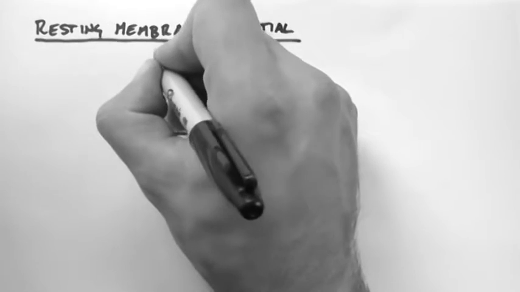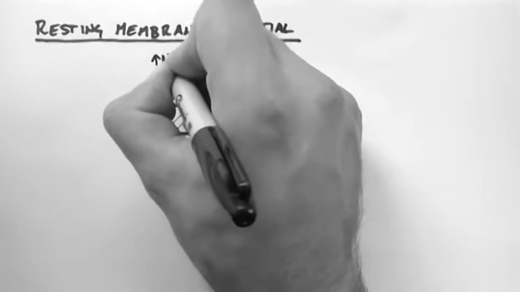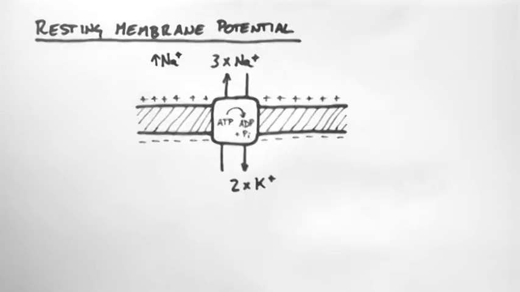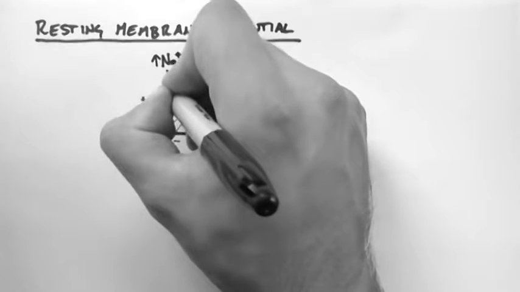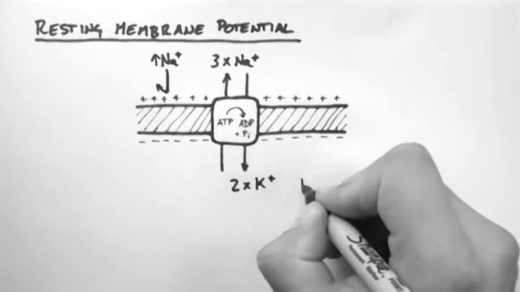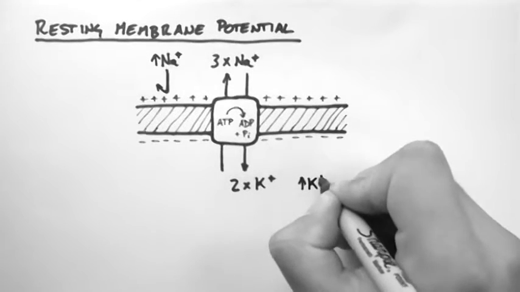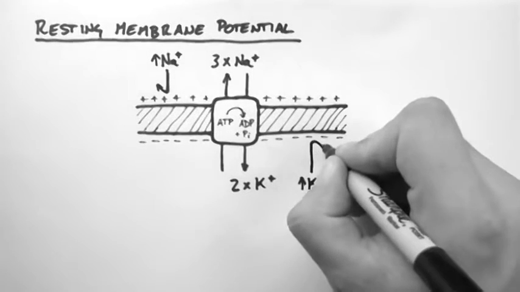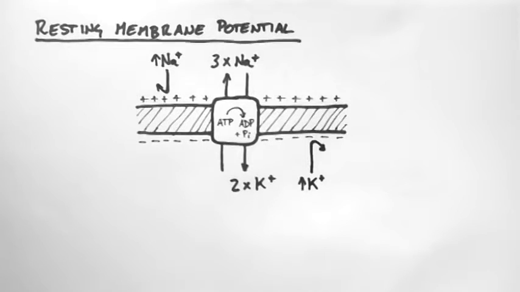Now, furthermore, there is also a higher concentration of sodium outside the cell than inside. So sodium would like to move down its concentration gradient, but can't because there is a membrane in the way. Similarly, there is a high concentration of potassium in the cell and a lower concentration outside the cell. So it would like to move down its concentration gradient too, but can't because of the membrane.